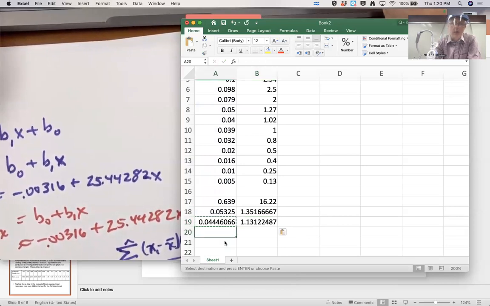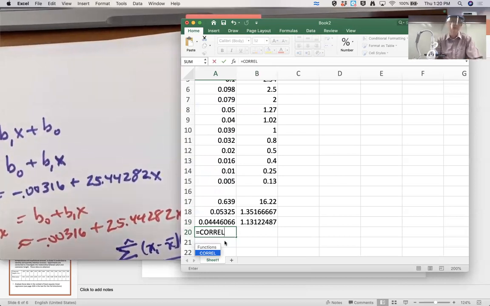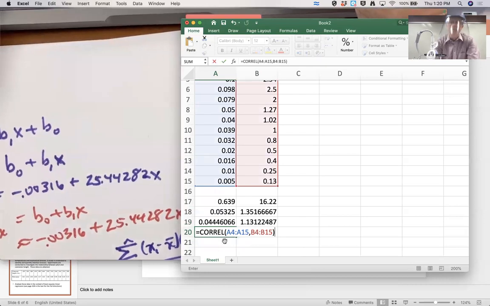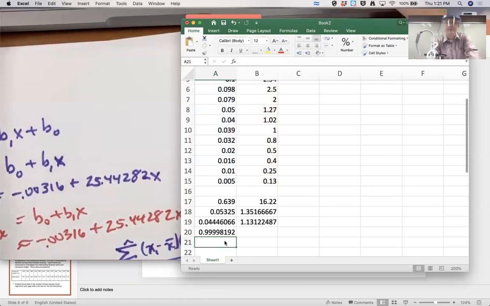You can compute the correlation this way. Equals CORREL, with 2 R's and 1 L. A4 through A15, comma B4 through B15. This might be worth writing down if it's something you've never done before. This is going to compute what the calculator calls R. So it's close to 1. It's 0.99 something for this example. There it is.